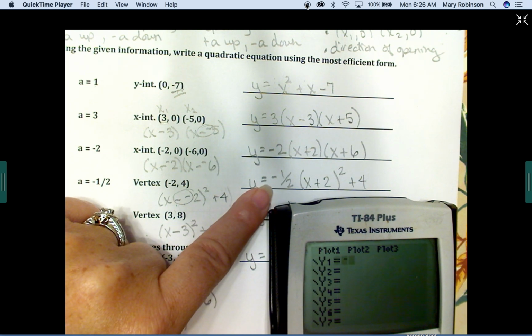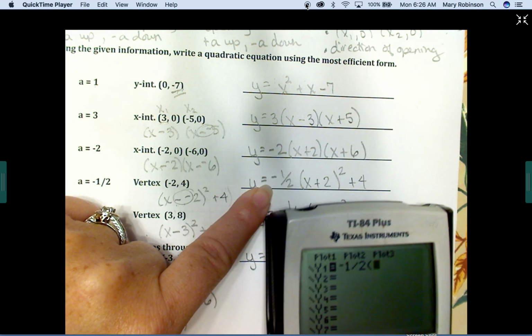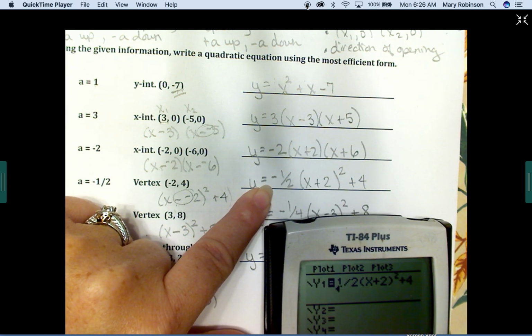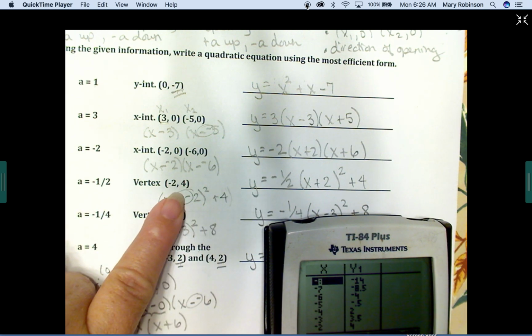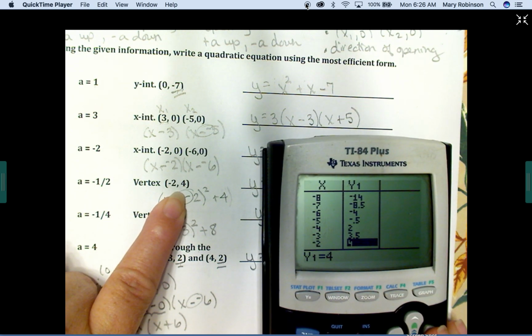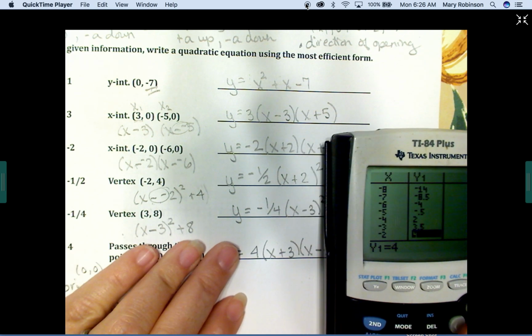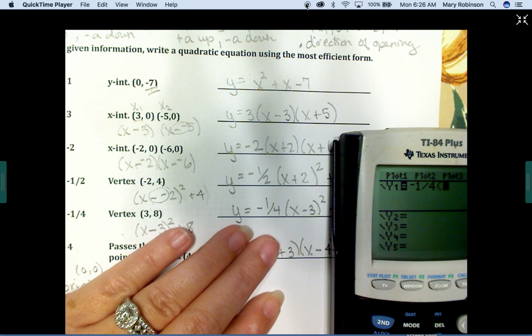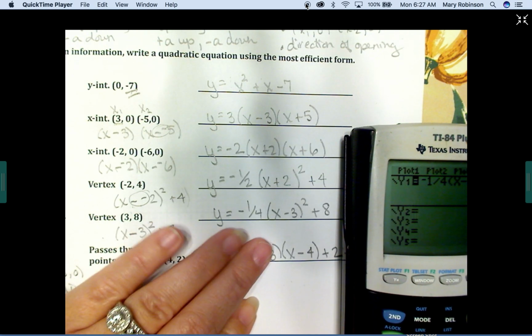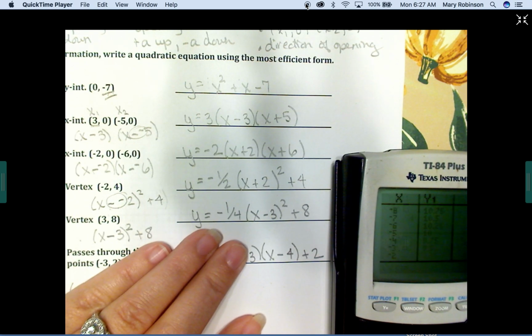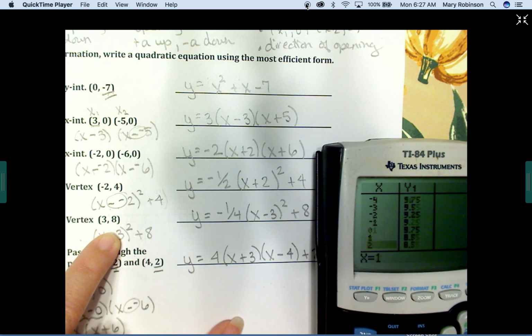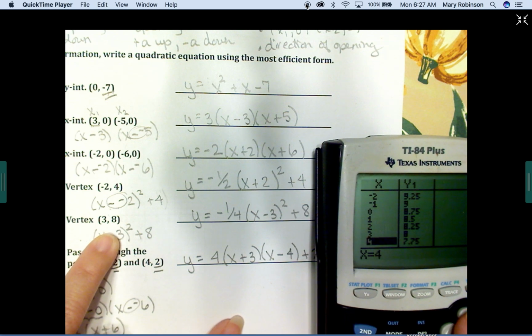Vertex form for number 11, your a value of negative 1/2 times the quantity x plus 2 squared plus 4. Going to our table, we should see the ordered pair negative 2, 4. And we do. Next, for number 12, negative 1/4 times the quantity x subtract 3 plus 8. And we should see the ordered pair 3, 8 for our vertex. So we're good.